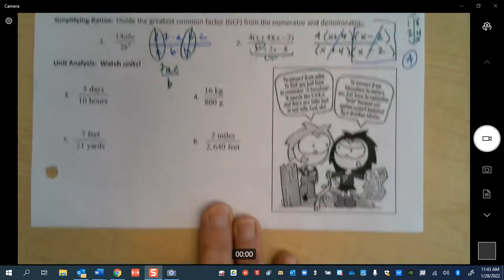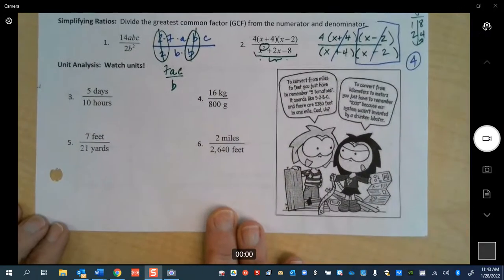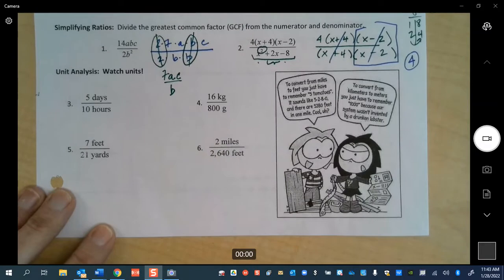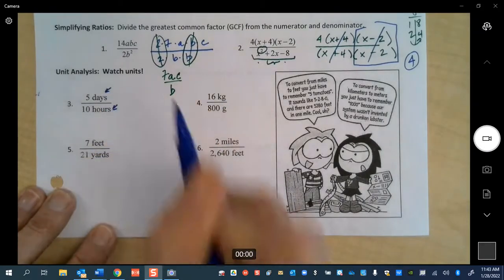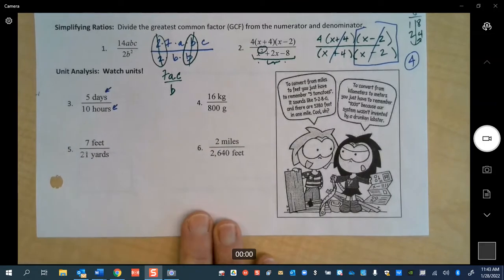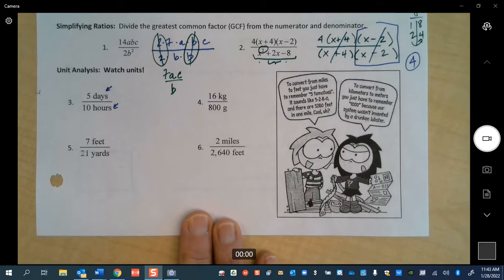We want to make sure you understand about your units and the unit analysis. And if you notice, this is in days and this is in hours. And you're going to have a quiz on this, not next class because that's our cell day, but the class after that, next Thursday.